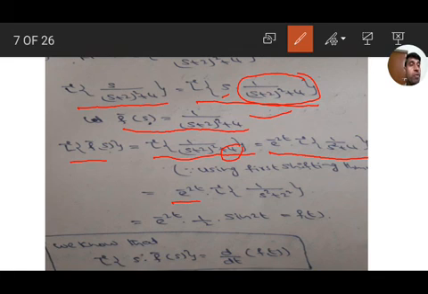Therefore, e to the power of minus 2t into L inverse of 1 by s square plus 4, that is 2 square. Here the formula is L inverse of 1 by s square plus a square equal to 1 by a sin at. Here a equal to 2. Therefore, e to the power of minus 2t into 1 by 2 into sin 2t. Take it as f of t, it is a function of t.